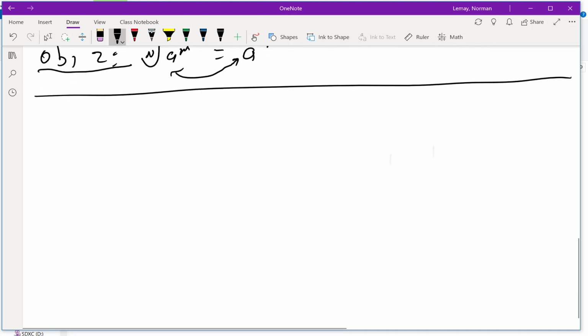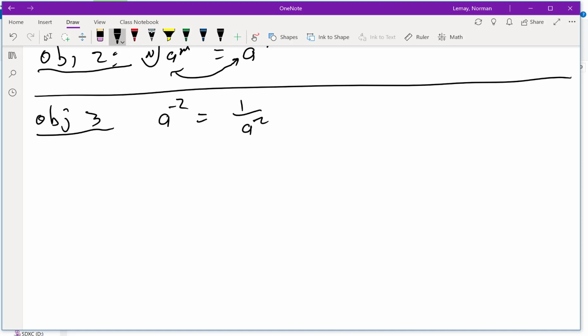All right, so let's take a look at objective 3. Objective 3 is with negative exponents. Remember, when we had something like a to the minus 2 power, we just rewrite this as 1 over a to the second power. So the idea is that with negative exponents, we end up putting things back into the denominator and making the exponent positive. And we'll do the same thing here.